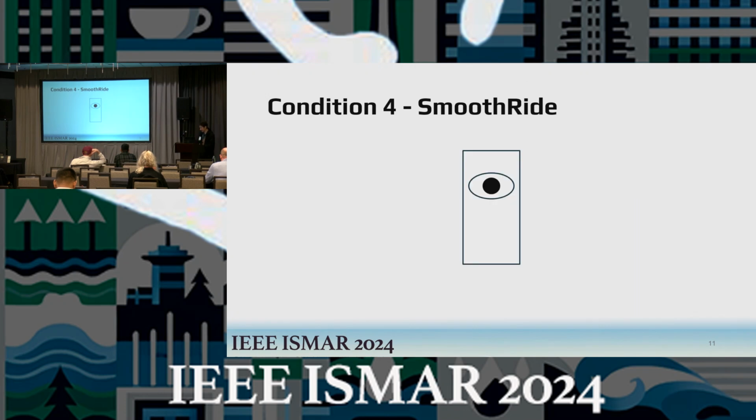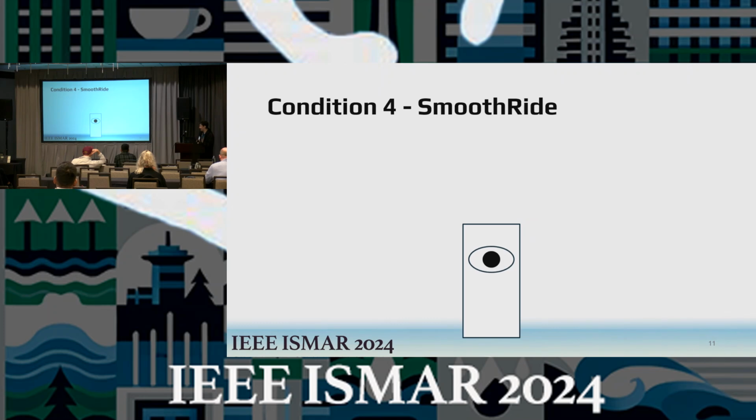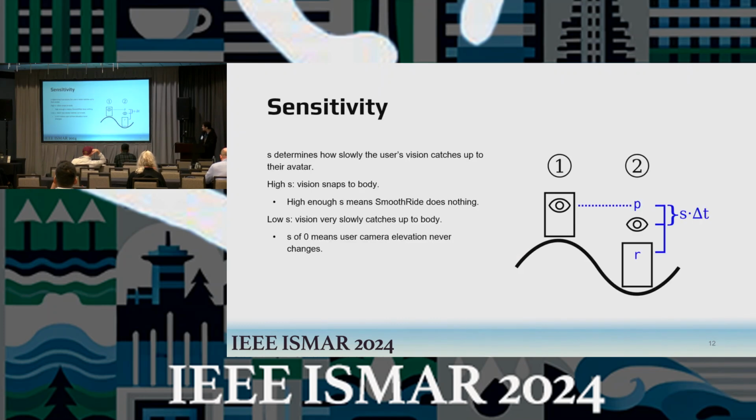So if we have a little demonstration here. If we imagine the user's avatar as this block and their perspective, their camera position, as a little eyeball on that block, SmoothRide essentially disconnects the two, introducing some dampening as the user changes their level of elevation.